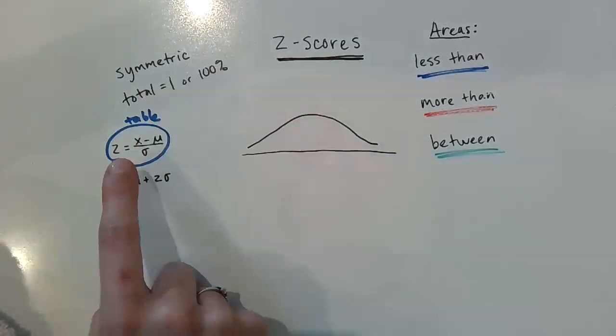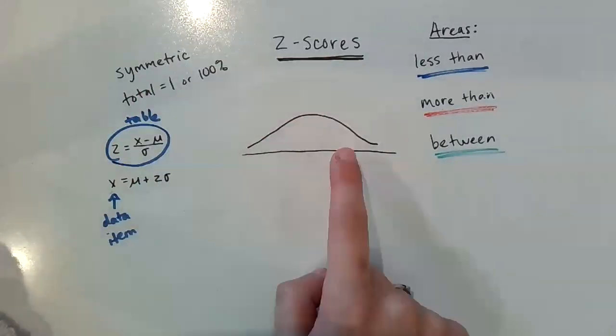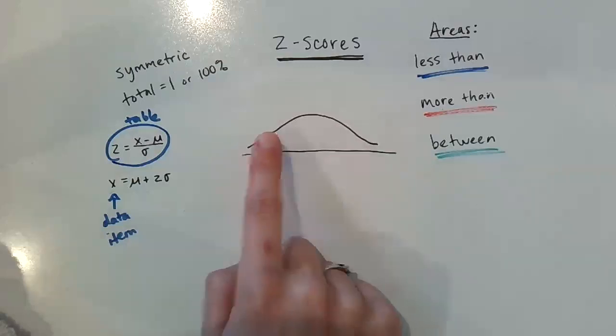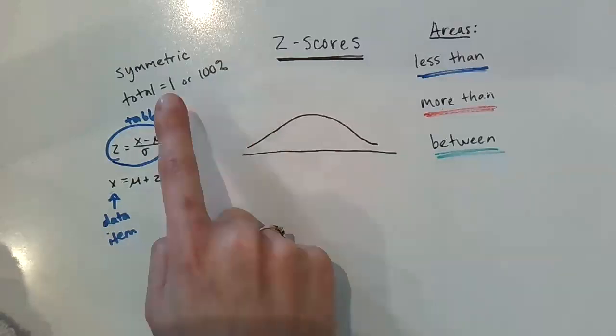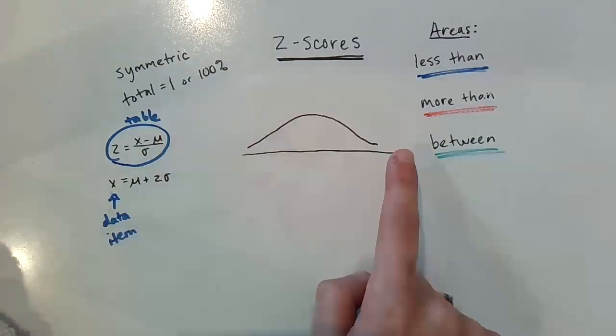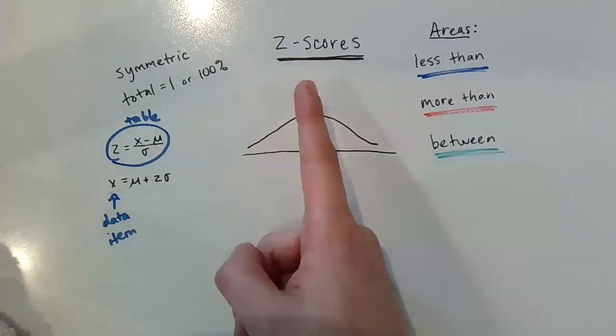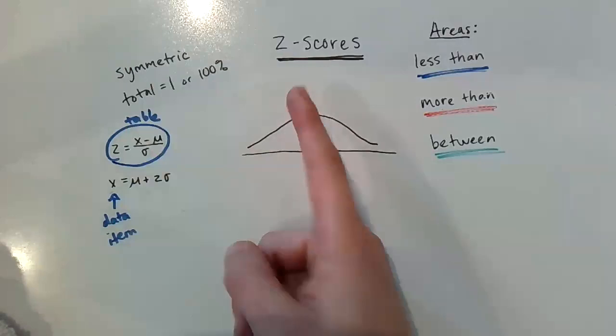Let's talk about the symmetric and total being 1, okay? So the total area of this entire curve is 1 or 100%. Now the values in our table are decimals, but we can easily change those decimals to percentages, okay? So again, total is 1. We do have a symmetric graph here, a symmetric picture, to where if I cut this in half and fold it over, it is the same thing, okay?